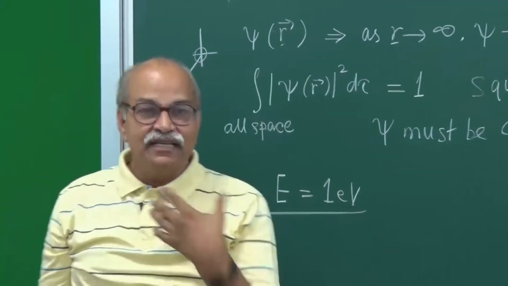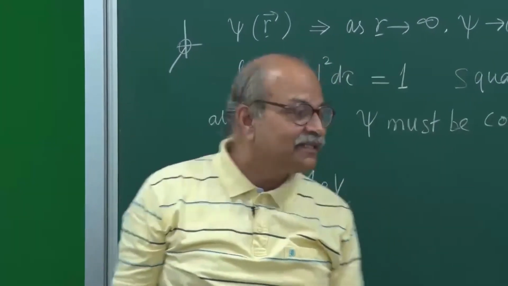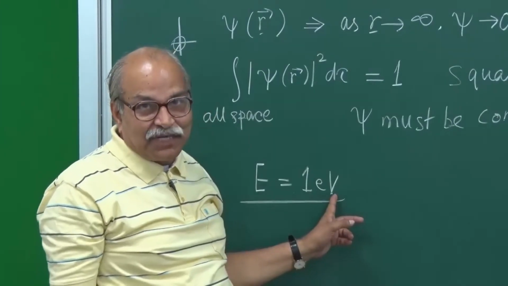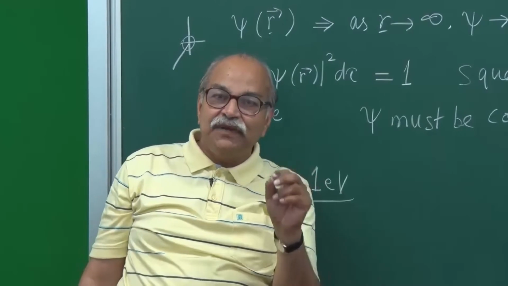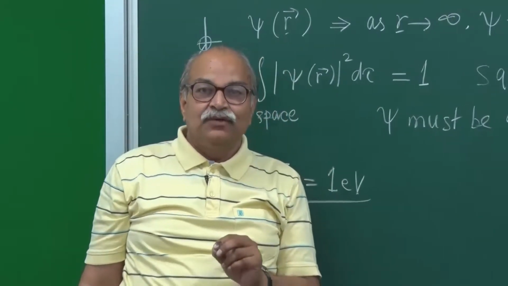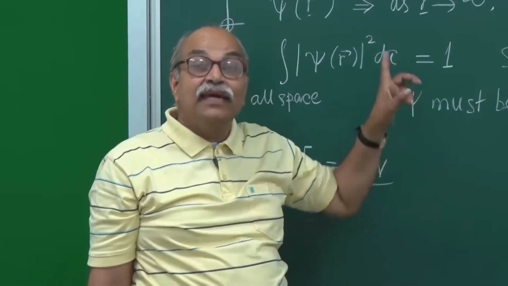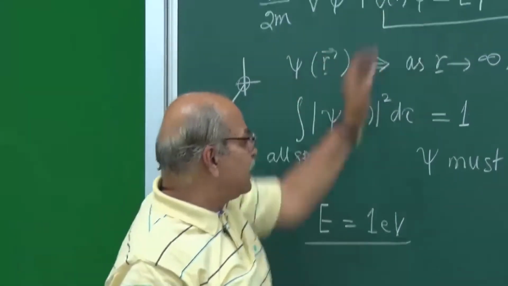And the answer is that you cannot have any psi. You cannot have any psi if this E is 1 electron volt or 2 electron volt or 1.5 electron volt. So only for some specific energies, only for some specific values of E, you can find psi. So that's the first thing.